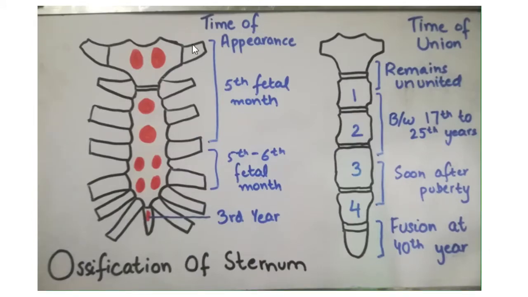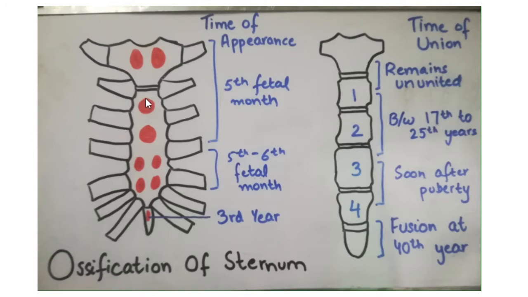As we know, the sternum has three parts: manubrium, body of sternum, and the xiphoid process. Each of these three parts has its own ossification centers, which appear during intrauterine life. We'll talk about the manubrium first. It is ossified from two primary centers, as you can see here, which appear during the fifth intrauterine month.